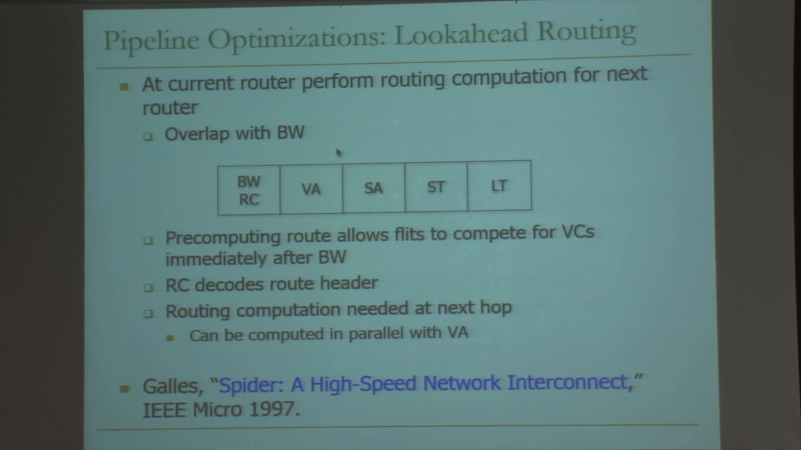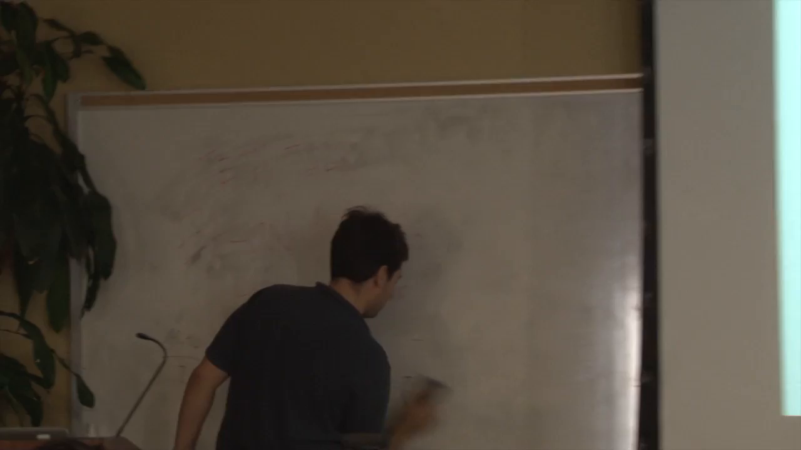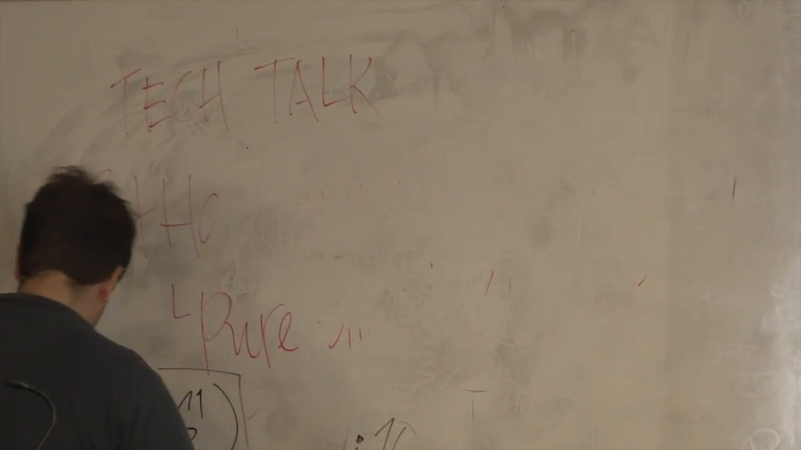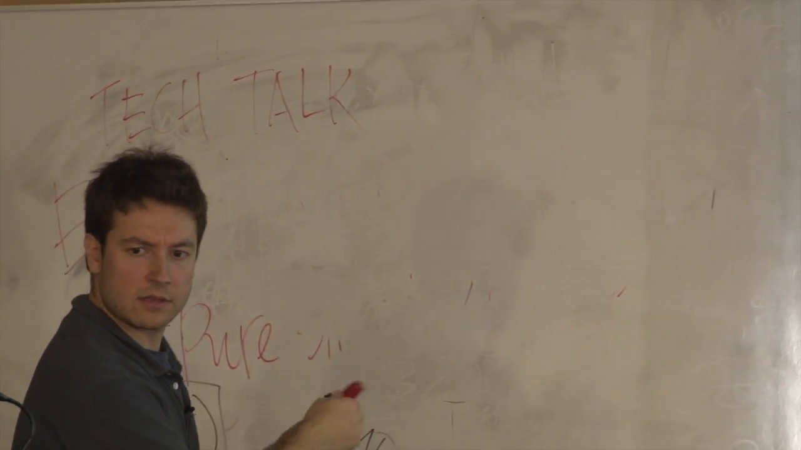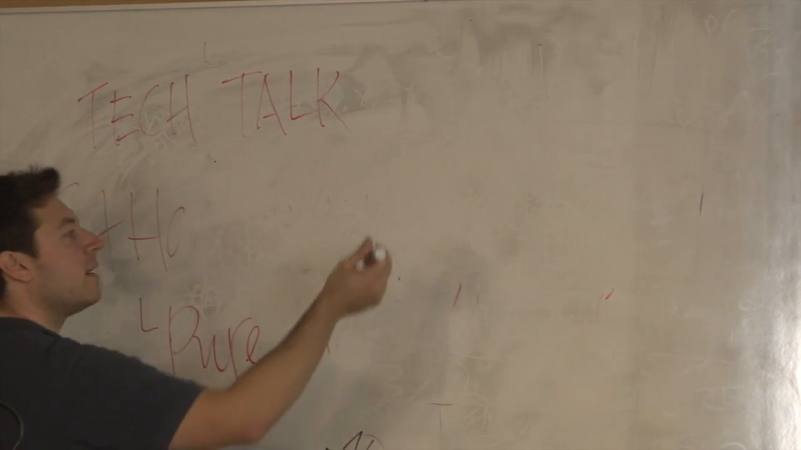So the first pipeline optimization is look-ahead routing. If I'm in a regular mesh network, actually here I can do a picture. Can the remote students see it? I'll try to talk them through it.